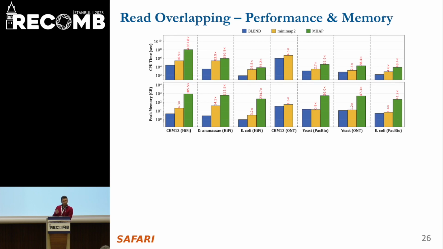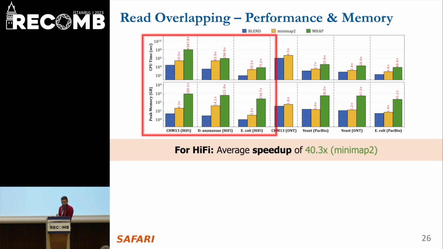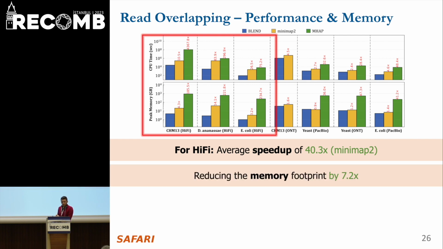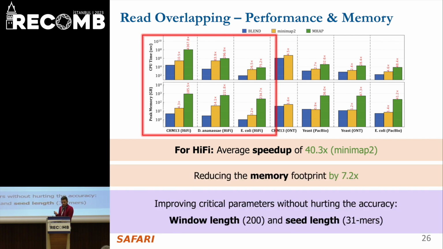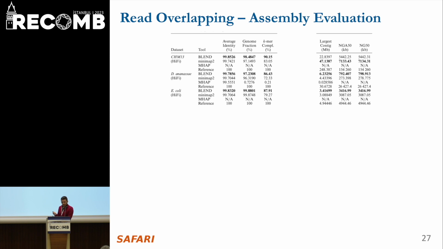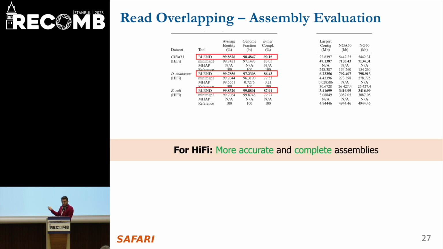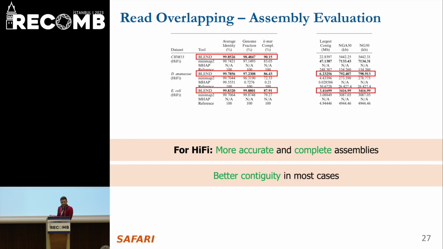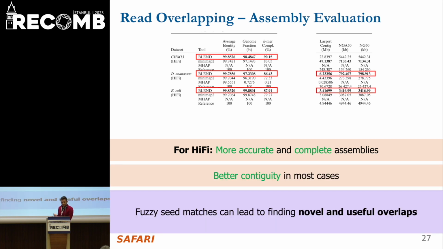So very quickly, I'll go over the results for read overlapping and read mapping. For performance, I'm going to talk about only HiFi reads. We have an average speedup of 40x compared to Minimap2, and we reduced the memory footprint by 7x. So we can improve the critical parameters without hurting the accuracy, for example, window length and the k-mer. For assembly, what we find is that we can generate more accurate and complete assemblies than Minimap2 and MHAP, and also better contiguity in most use cases. So fuzzy seed matches can lead to finding novel and useful overlaps.